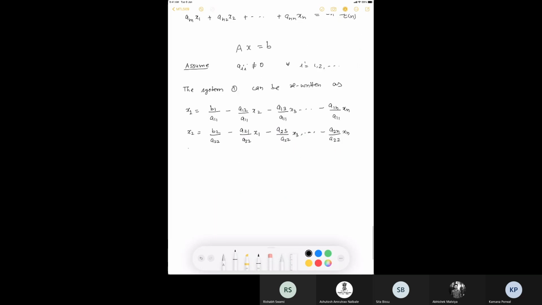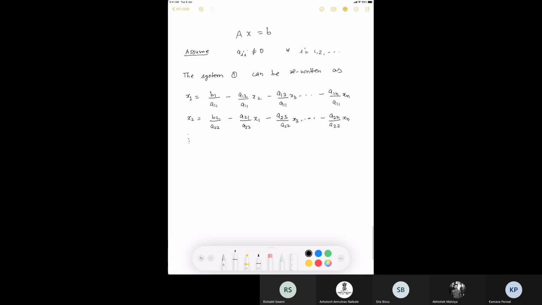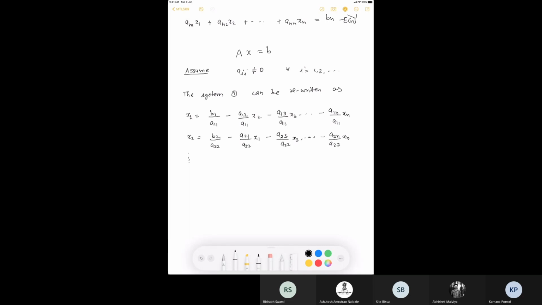Okay, and I repeat this procedure. That is, I'm going to solve for X3 from the third equation. Likewise, from the last equation, I'm going to solve for Xn. So I'll have Xn as Bn divided by Ann minus An1 divided by Ann X1 minus An2 divided by Ann X2. And the last term is going to be An,n-1 divided by Ann Xn-1.